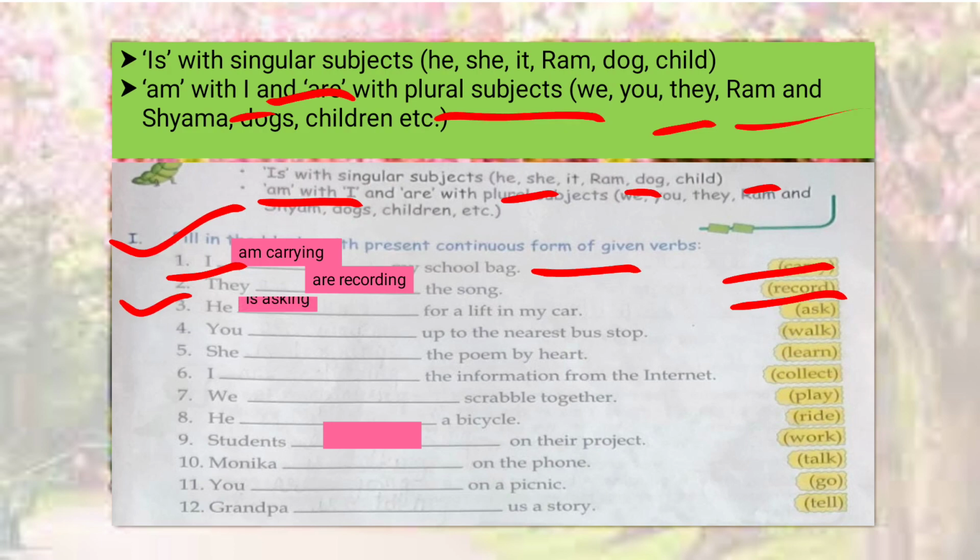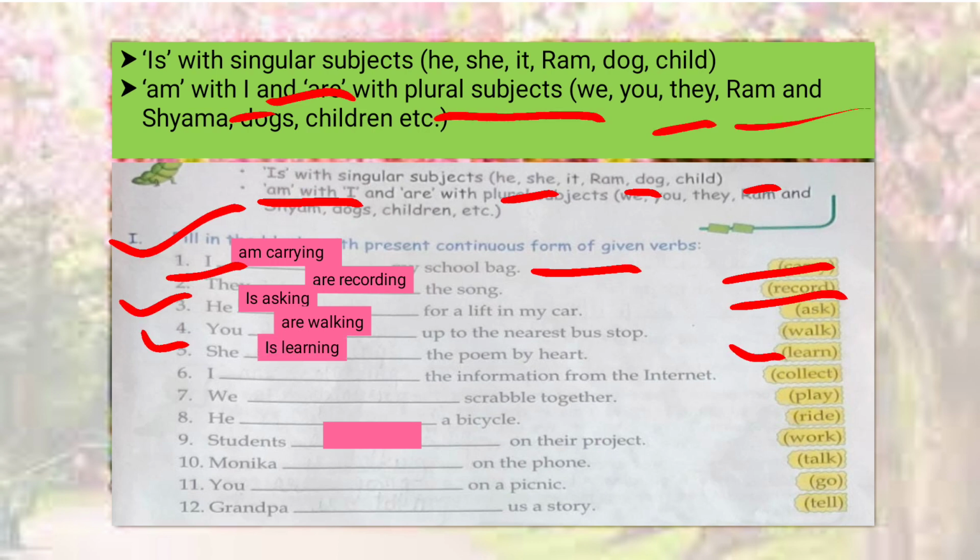So he is asking for a lift in my car. The next is you are walking up to the nearest bus stop. You are walking. She is. What will we use with she? We will use is. She is, and she is learning the poem by heart.